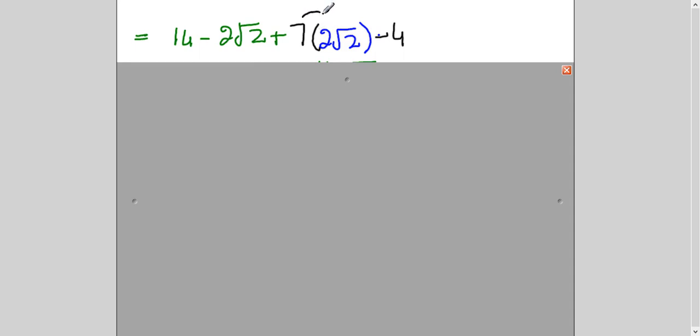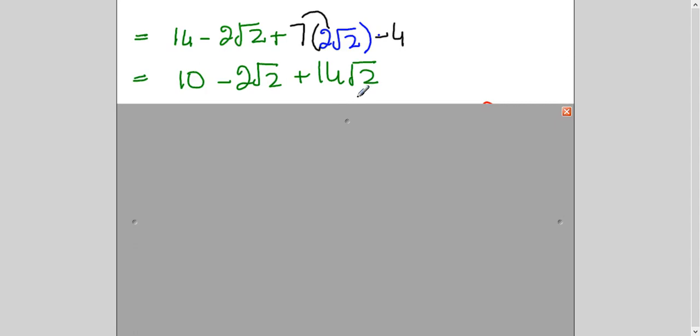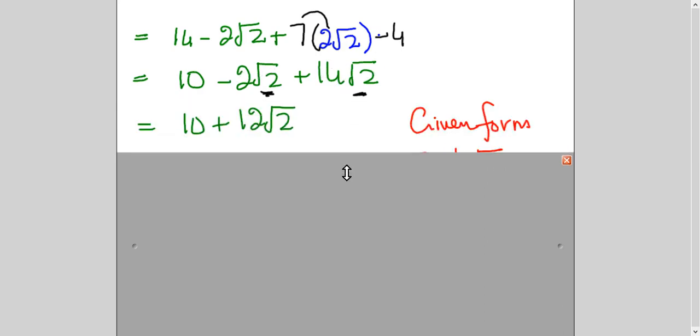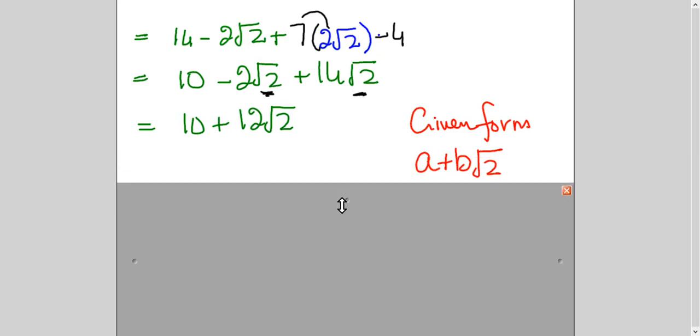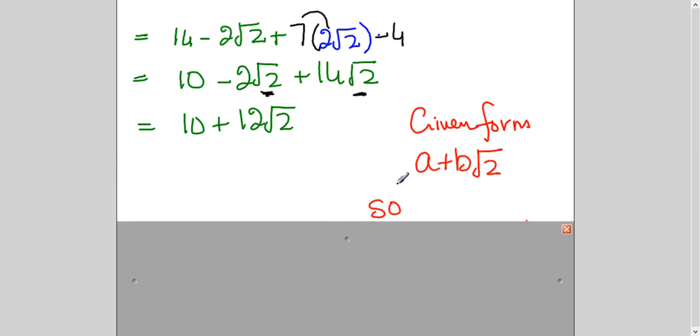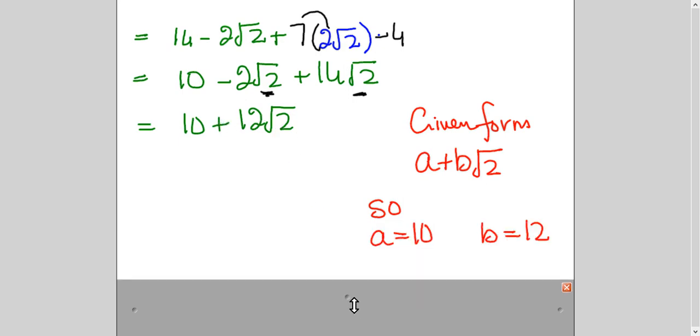After that, this will multiply by this. 7 twos are 14. Now you can see we have the same square root, right? Root 2, root 2. So minus 2 minus 14 is minus 12. And this is in the given form. So if the question says, what is the value of A and B? You just compare here, and you can say A is 10, B is 12. Okay?